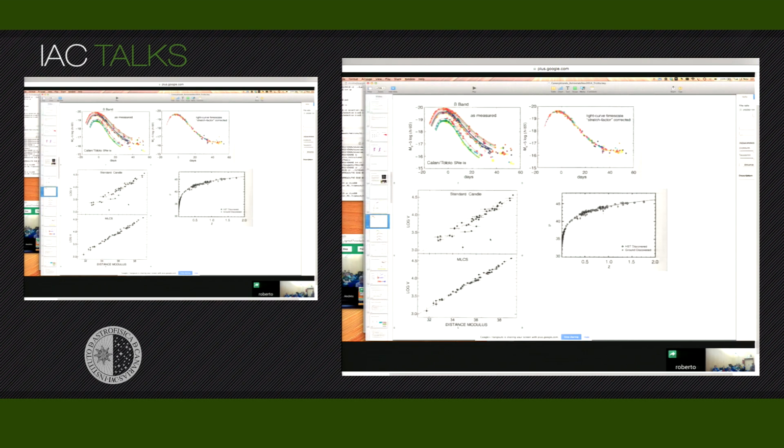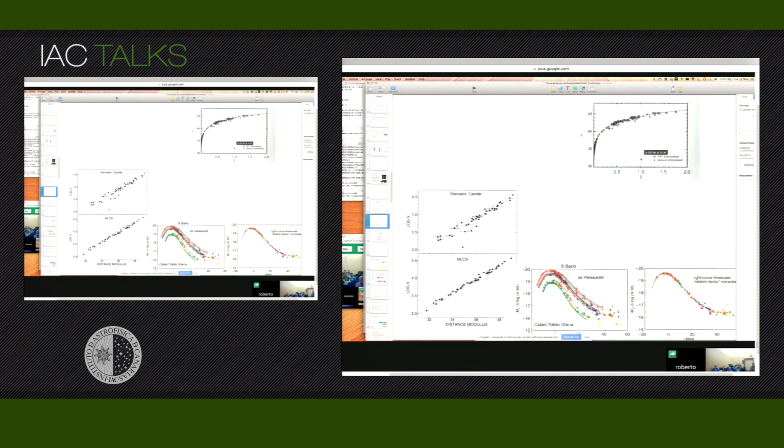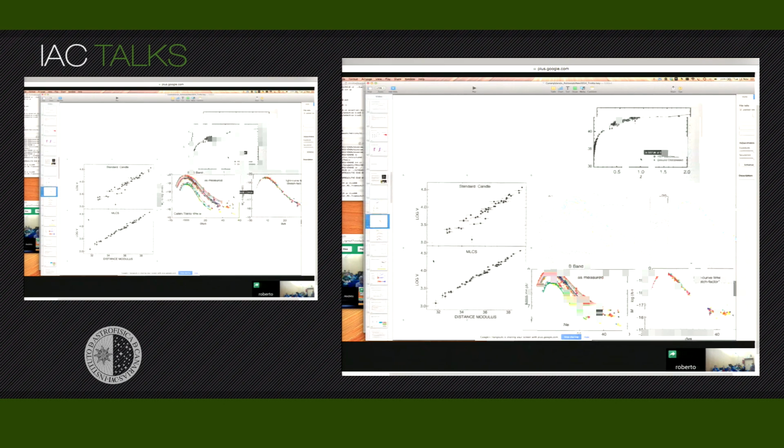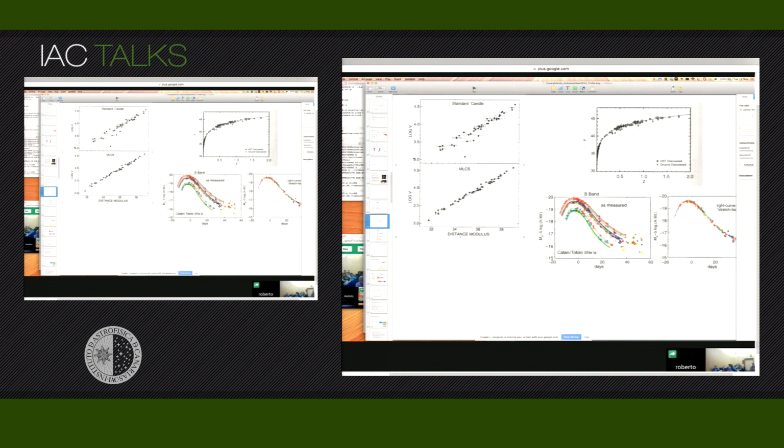Let's look at this plot here. So this is exactly this plot for nearby objects. So log v versus the distance modulus, and if everything is fine, you'd expect those objects to line up along this line. They kind of do, but not well enough.